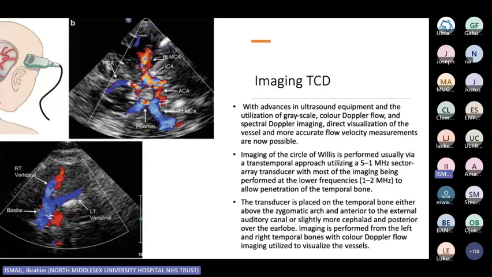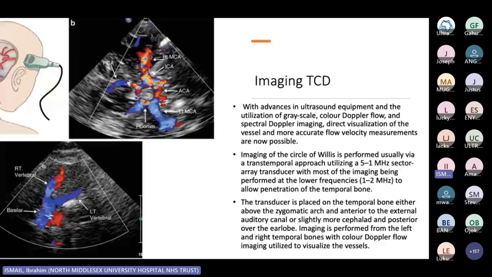With imaging, obviously advances in ultrasound equipment and the utilization of grayscale, color Doppler flow, and spectral Doppler imaging, direct visualization of the vessel and more accurate flow velocities are possible. I don't quite agree when it's so heavily operator dependent, but it can be accurate as well, because you actually can see the vessel.